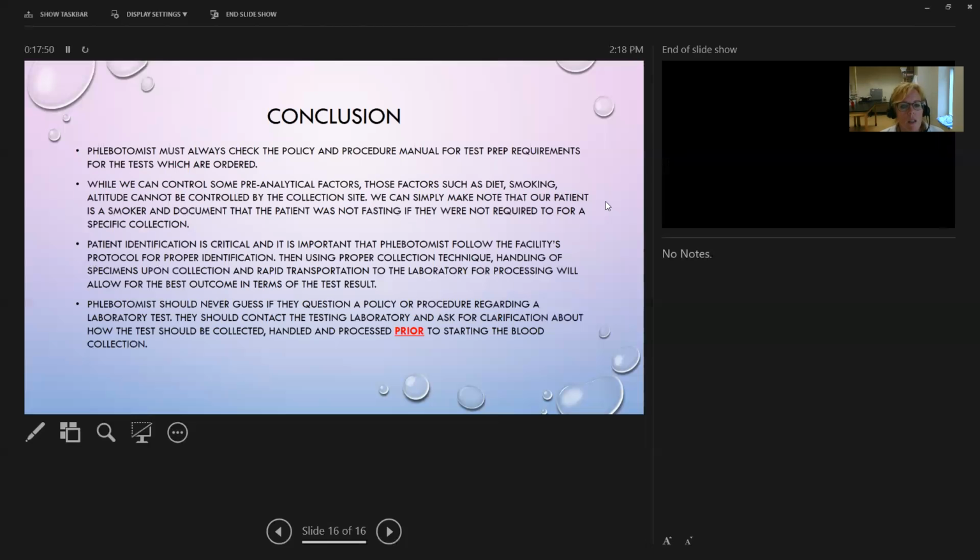transportation to the lab. If you question a policy or a procedure, or you're not familiar with a test, make sure you contact the laboratory and ask for clarification. Make sure you can find that information if you need it in the laboratory information system, and make sure you do it prior to starting the blood collection. Ideally, review the order. If you have questions, check on it, and then go get the patient.